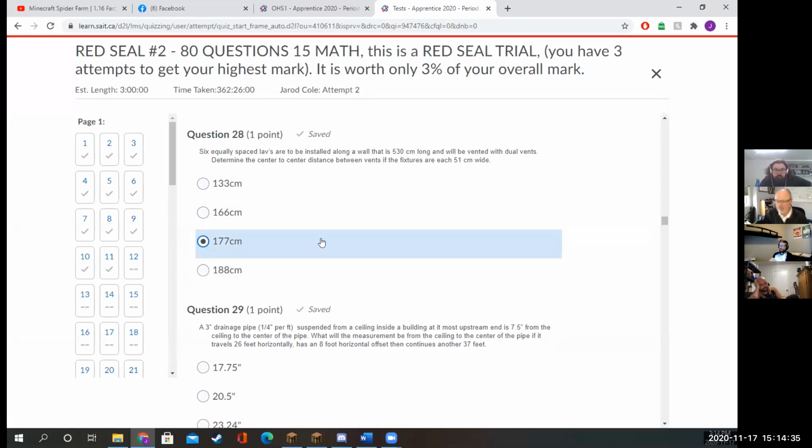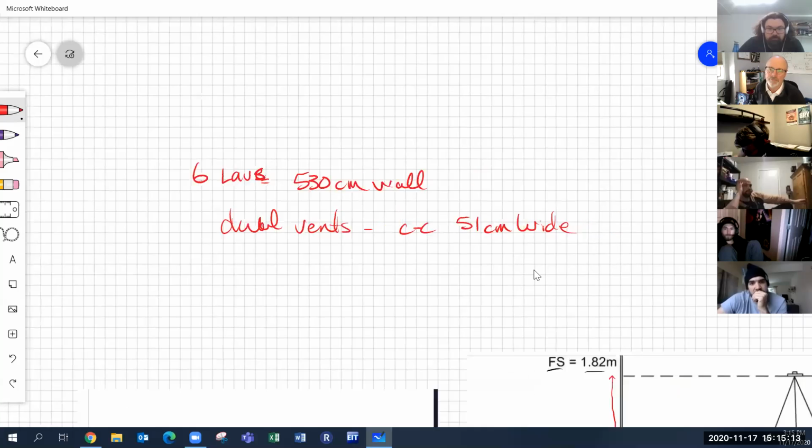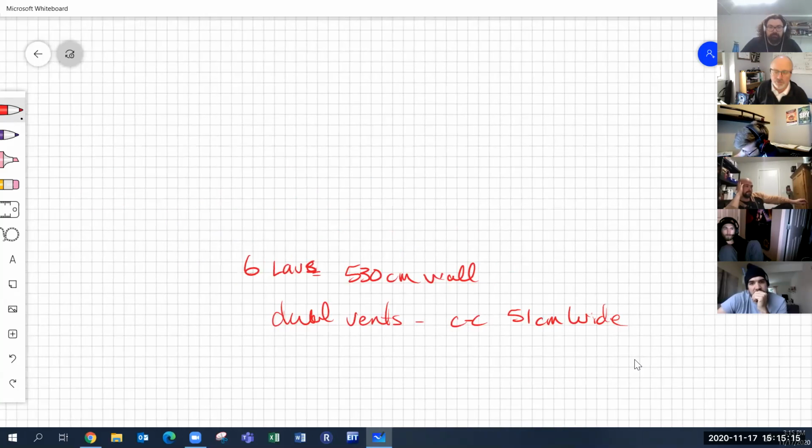Okay, let me just write some of this stuff down. Hang on a second here. So that says 6 labs spaced equally, 530 centimeters long wall. And it's with dual vents. And we need to determine center to center of the vents. And each fixture is 51 centimeters wide. Okay, so there's the parameters.